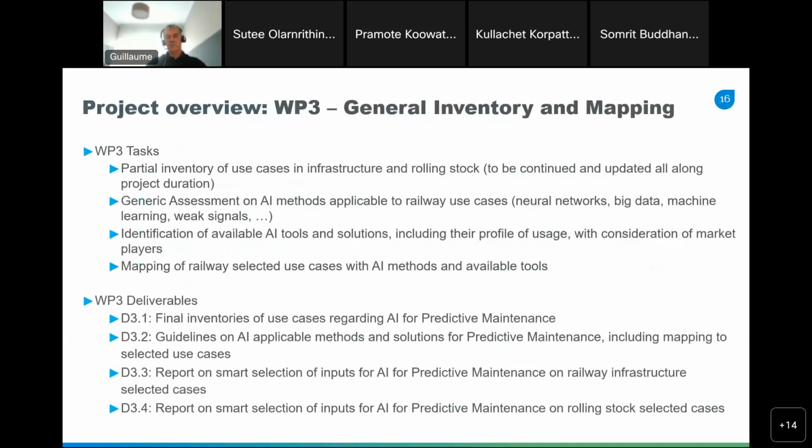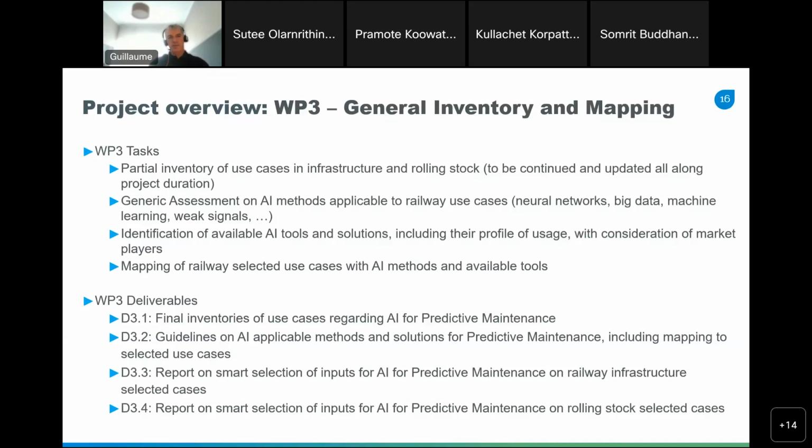When WP1 and WP2 are finalized, at the end of, let's say, 2022 or Q1 2023, we will enter WP3, which is the general inventory and mapping. The description of the tasks for this work package is, first, the consolidation of the inventory of the use cases in both domains. Then, which is maybe the most exciting part of this project, the generic assessment of the artificial intelligence methods which may be applicable to the selected railway use cases.